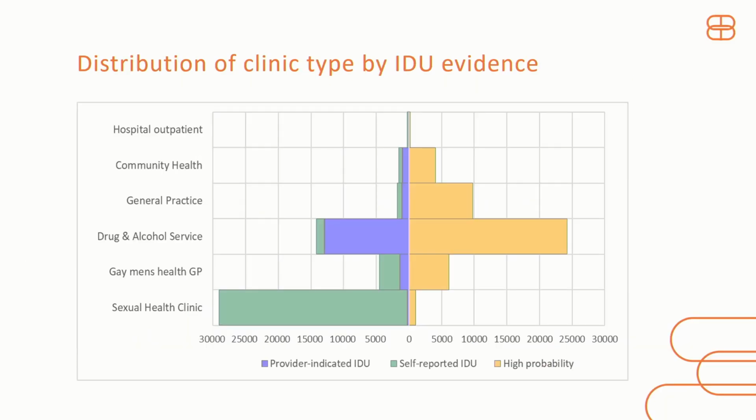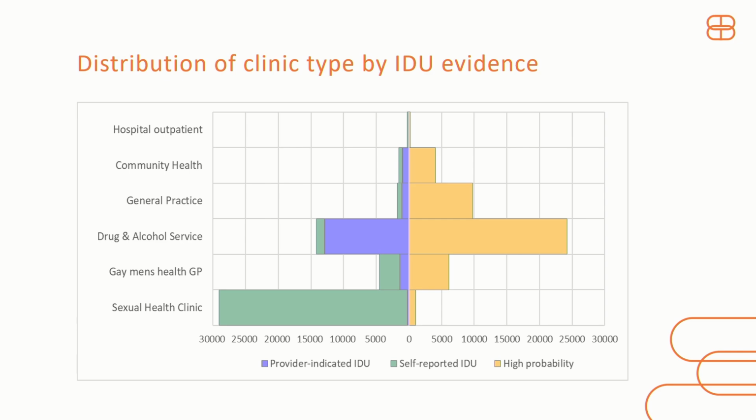This slide shows the distribution of clinic type. On the left are people who self-reported or had provider-indicated IDU, and on the right are the people who were classified with the 0.75 threshold. So you can see that among the sexual health clinics, this is where most people will self-report, and not many more people were found. That sort of gives us an idea that this is capturing IDU pretty well.